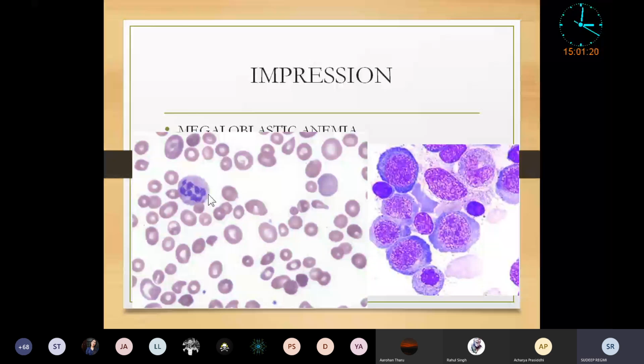And here in the peripheral blood, this is the peripheral blood smear picture, and this is the bone marrow picture. Here in the peripheral blood smear, you can see there are large RBCs, enlarged RBCs, which are macrocytes. Whereas these are the normocytes, of the normal size. These are all macrocytes with presence of hypersegmented neutrophils. If you can count, 1, 2, 3, 4, 5, 6, 7, 8. 8 segments are there in the neutrophils. So is this normal?